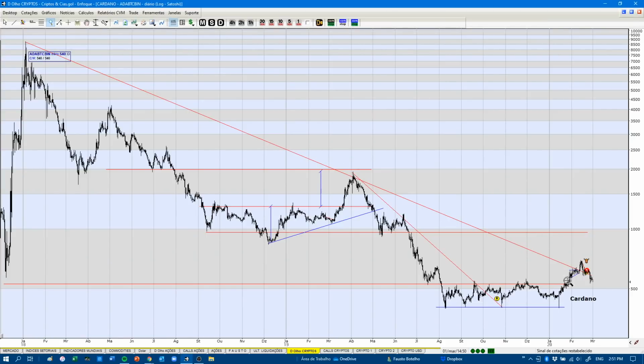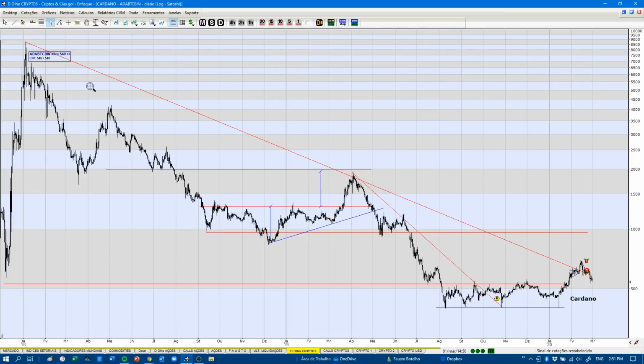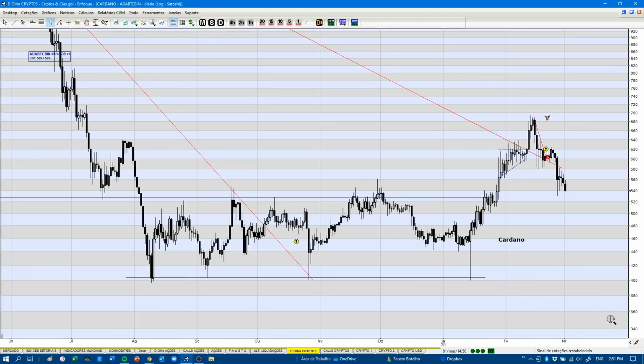I thought it could have been doing a pullback to that pretend resistance trend line, but no, it just came down and is now testing the support. If it breaks this support, well, I think I'll keep it here, because let's see what happens when it tests the support. It is already testing the support, by the way, Fausto, isn't it? Because the support is being noticed right here. So the market is testing this support.